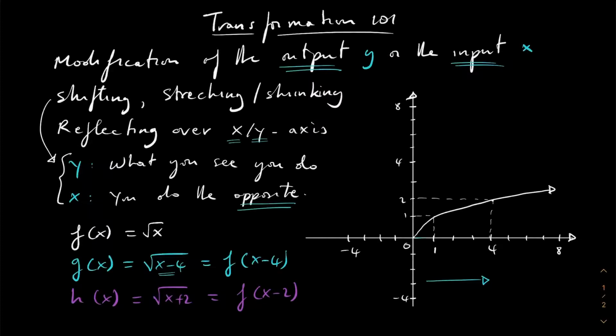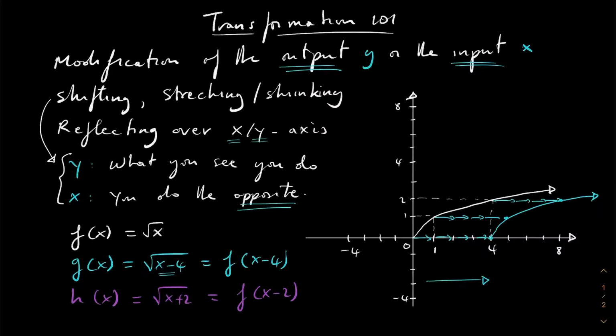And so for the points here, the point of coordinate (0, 0) is going to become the point (4, 0). The point (1, 1) is going to become the point (5, 1). And the point (4, 2) is going to become (8, 2). And so with that, you can connect them together and you get a new graph g of x.